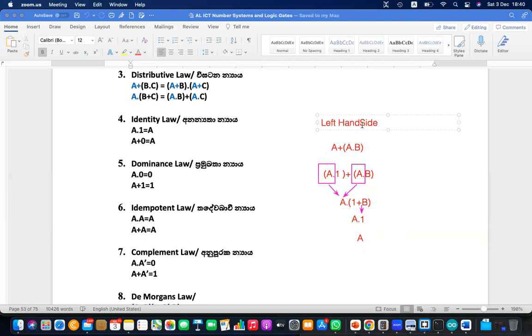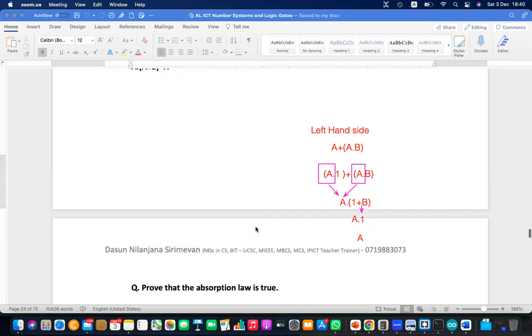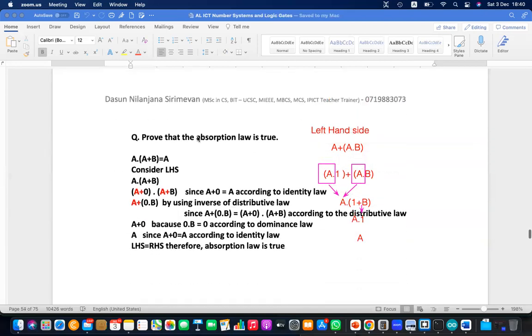So left hand side is equal to A. So right hand side is also equal to A. Therefore, now you can say left hand side is equal to right hand side. So that will prove that absorption law is true.